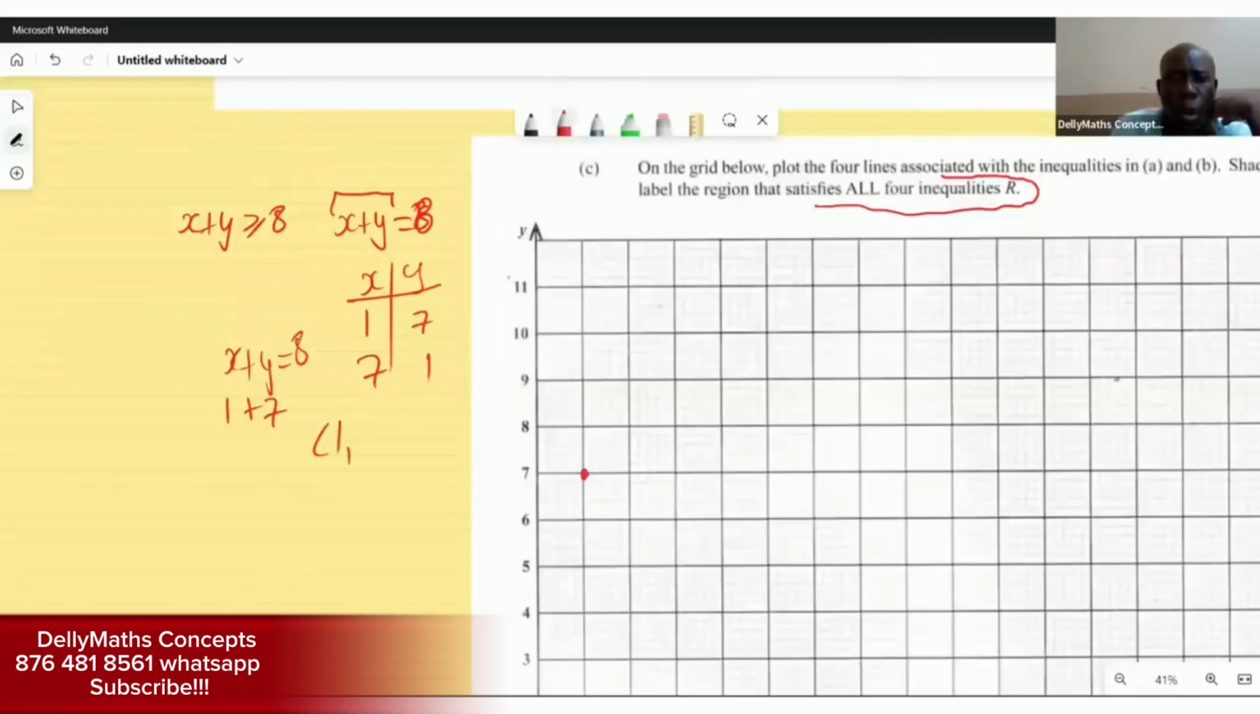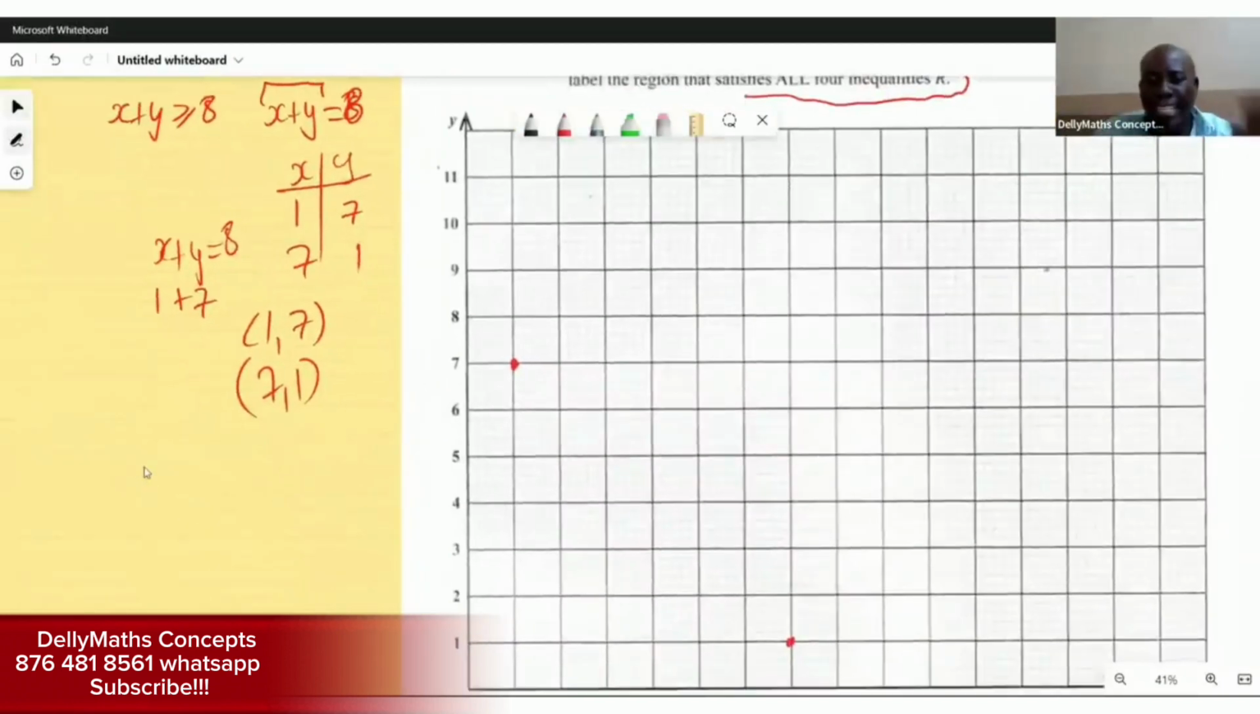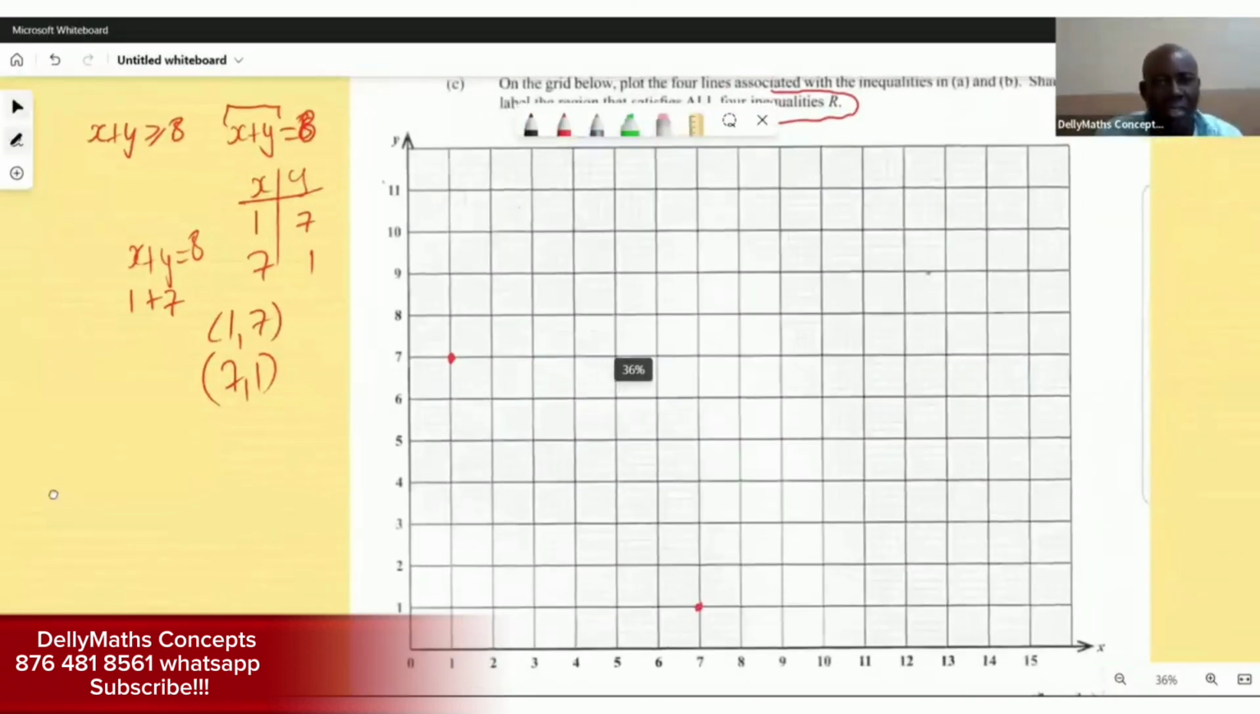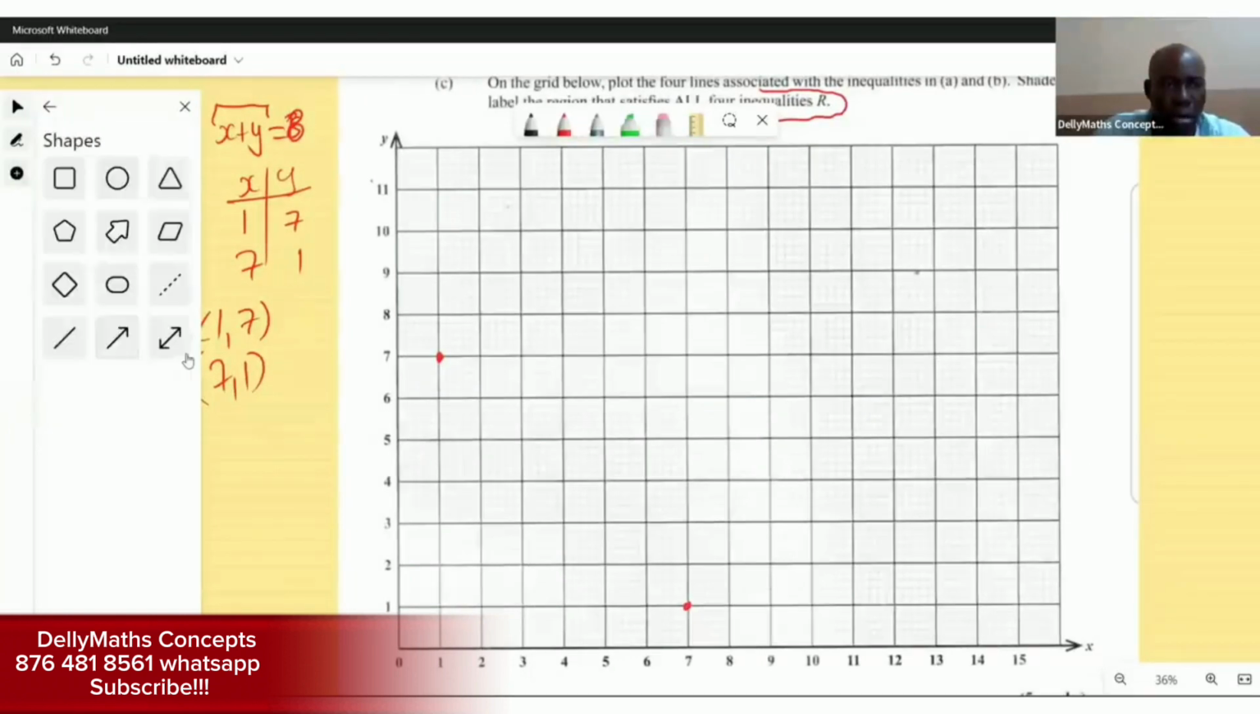So the coordinates are 1, 7, and 7, 1. We also have 0, 8 and 8, 0. Any X and Y value that adds to give 8 is on that line. So basically then I'm just going to take my ruler here and extend it, and draw a line through those points. There it is. All right, so we have the line.